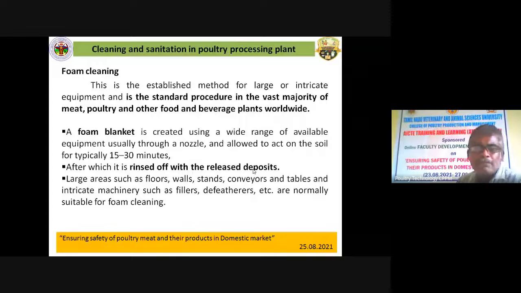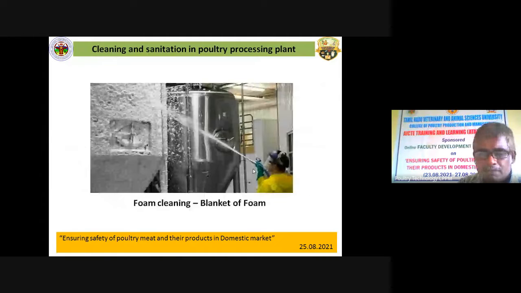So during that contact period, it removes the soil deposit over the surface of the equipment. Then during rinsing, it removes the deposits from the surface of the equipment or floor. This method can be applied for floors, walls, as well as some of the equipment.